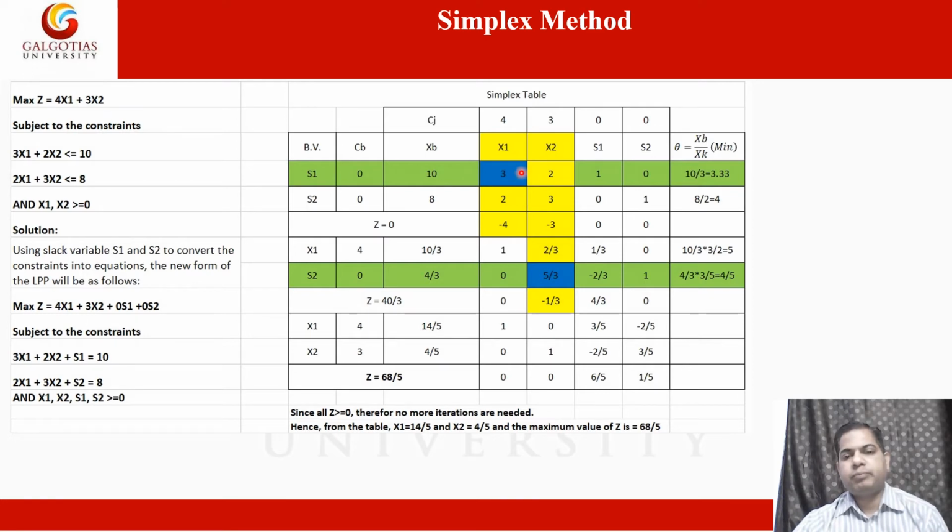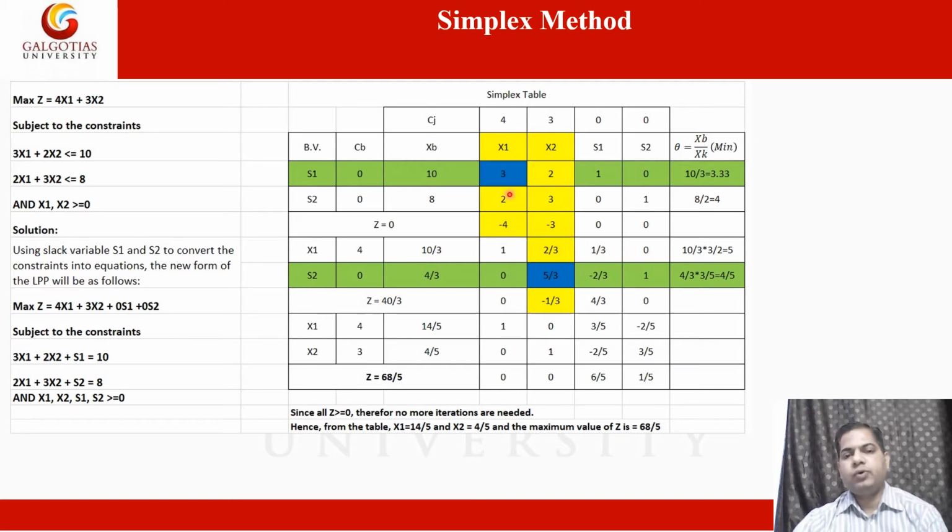Now the easiest way to make any element 1 in the matrix is to divide that value by itself. That means if I have to make 3 as 1, I will divide 3 by 3. But the concept of matrices says that not only 3 will be divided, the whole row will be divided by 3. So I have to divide the first row by 3. So this comes out to be 10 by 3. This is 1. This will be 2 by 3. This will be 1 by 3 and this will be 0.